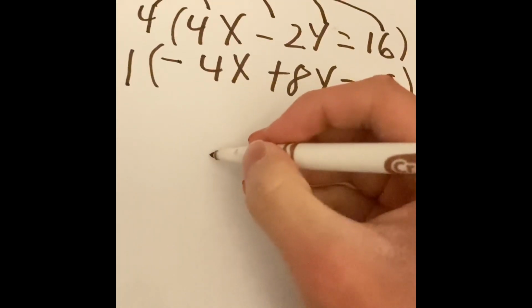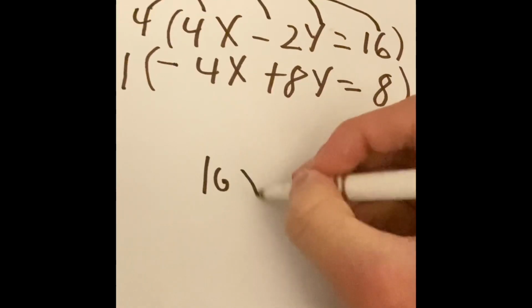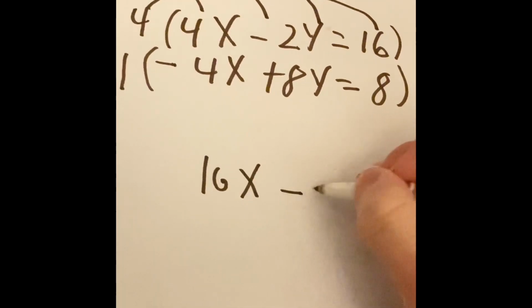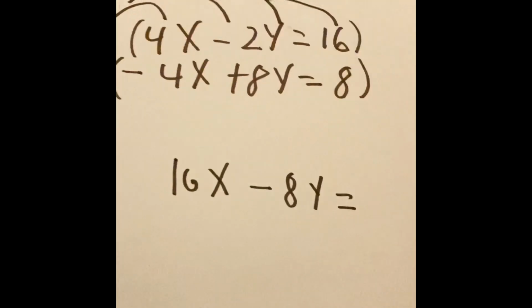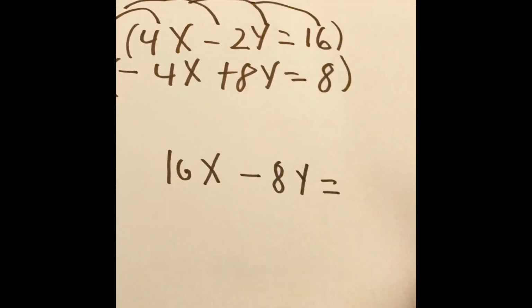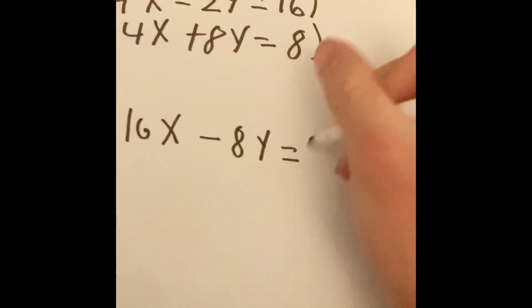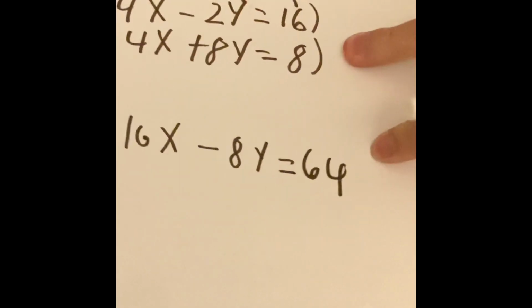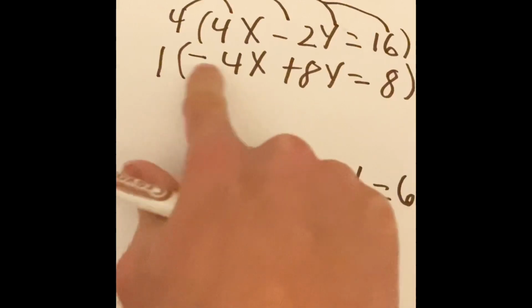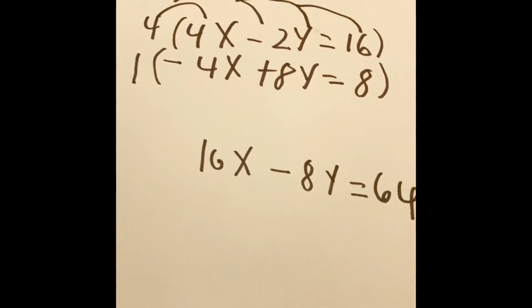So our new equation is 16x minus 8y equals 16 multiplied by 4. That is 64. So basically, now we have two equations, because if you multiply all of this, it'll be the exact same thing. So let's write those on a new piece of paper.